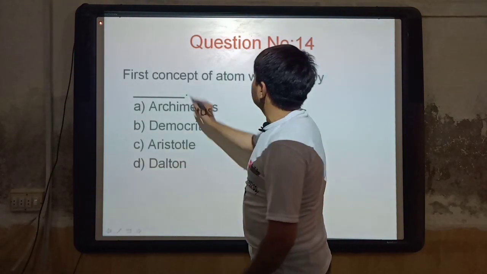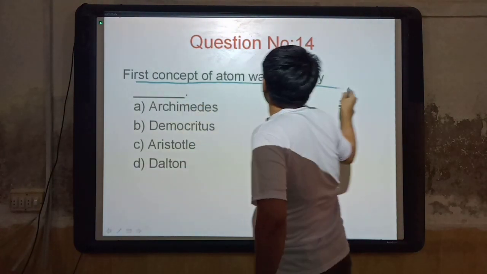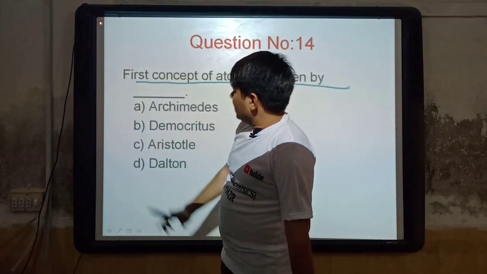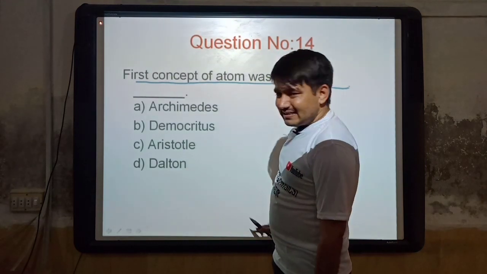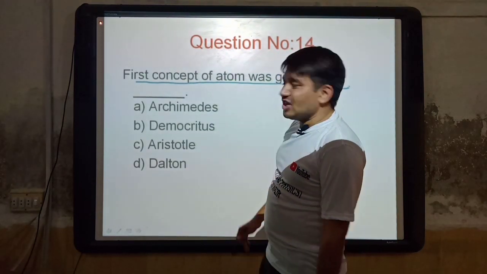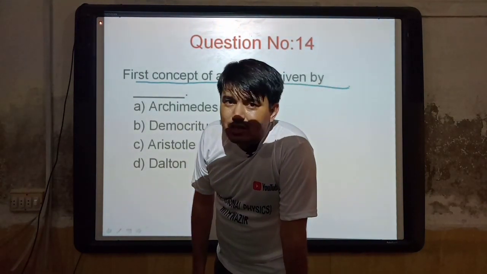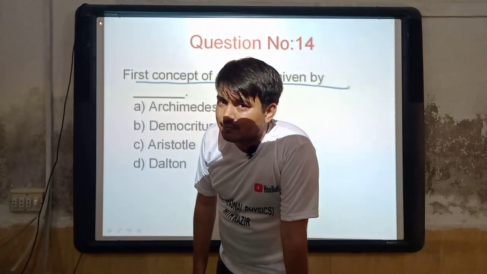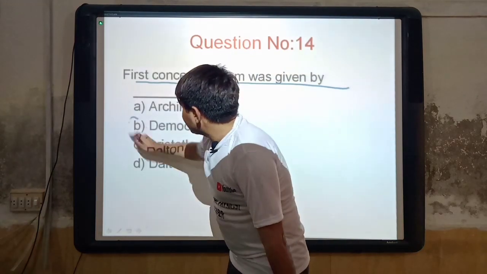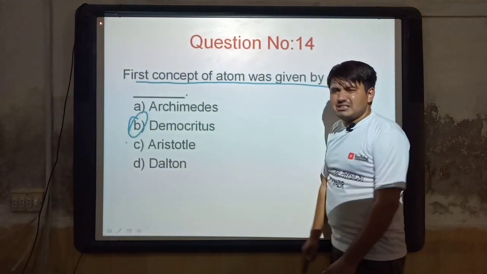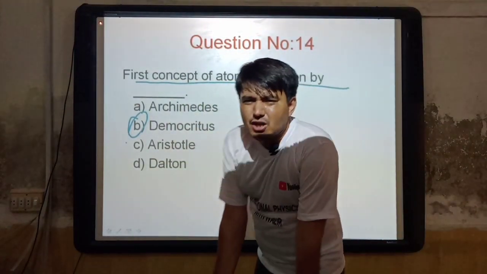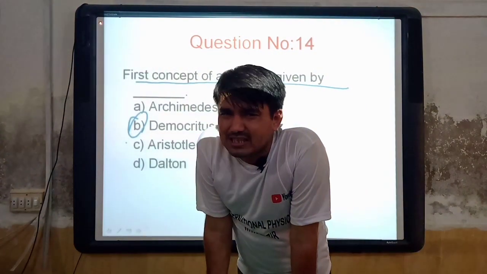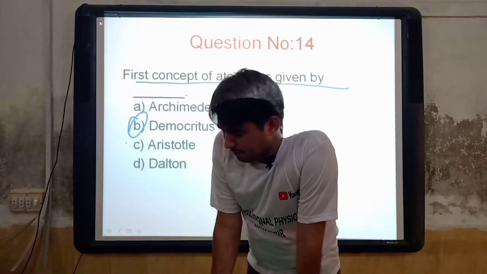The first concept of an atom was given by Archimedes, Democritus, Aristotle, or Dalton. Which scientist discovered the first concept of atom? Think about it. You are thinking right, it's Democritus, the scientist who first gave the concept of atom.